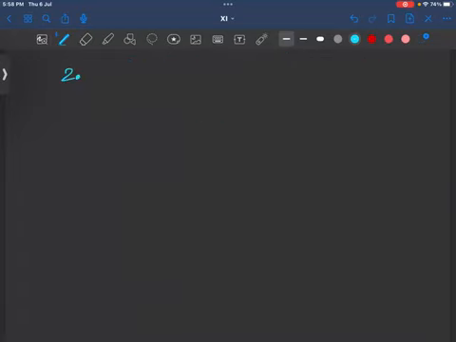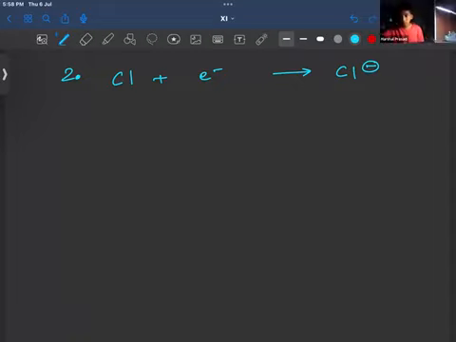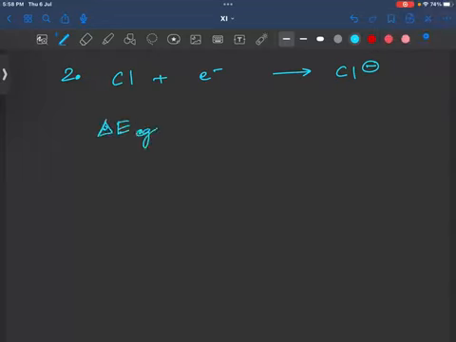What is the second step? The electron that was lost by sodium will be gained by chlorine. So chlorine gains one electron to become chlorine minus, right? What is the energy involved in this known as? It is the electron gain enthalpy. This can be positive as well as negative.